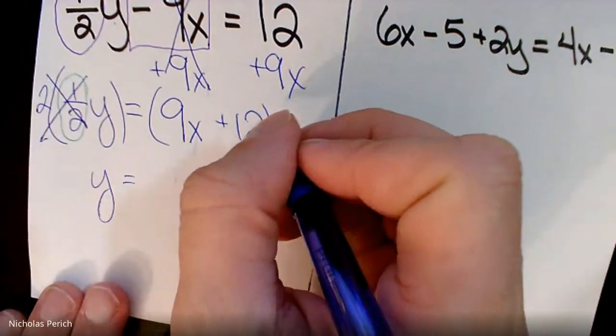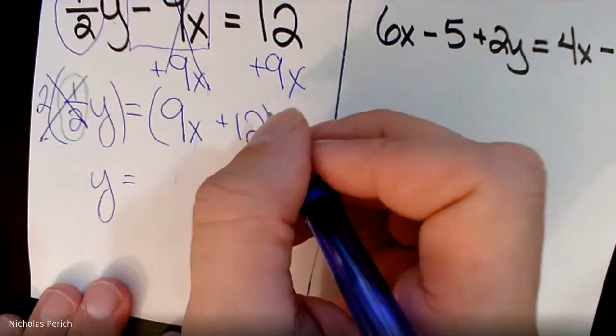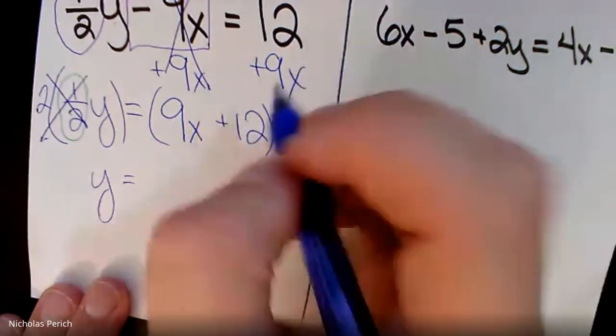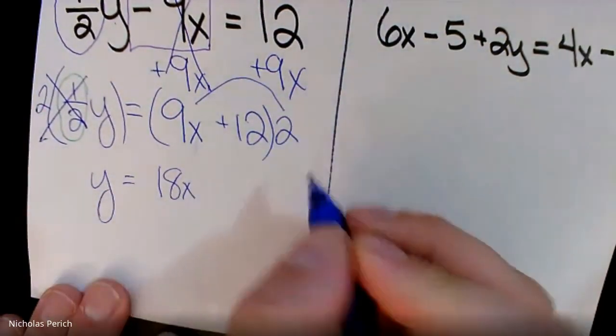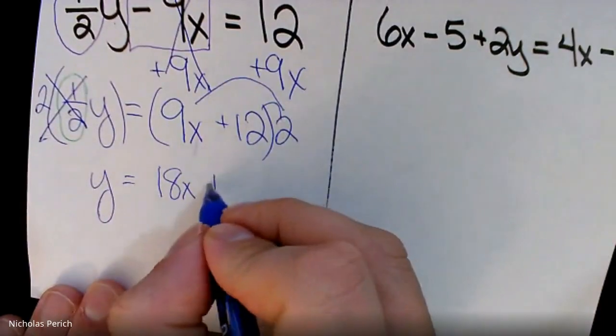property. And don't be all like, oh, but the numbers at the end shouldn't be in the front. No, who cares? 2 times 9x is 18x. 2 times 12 is 24.